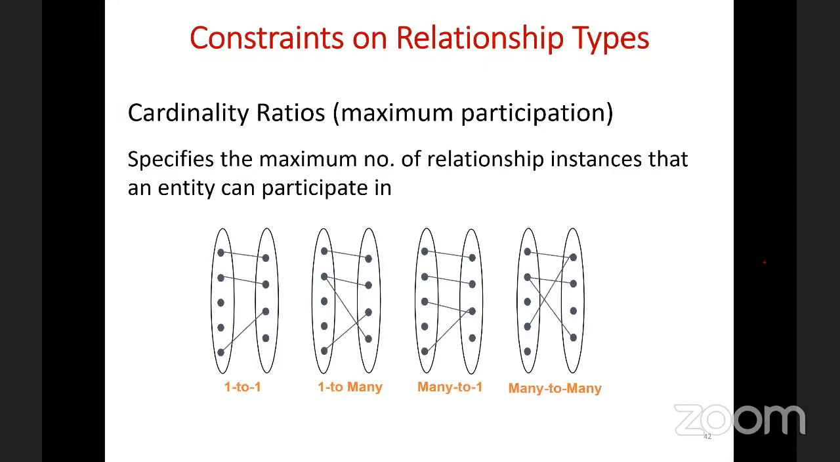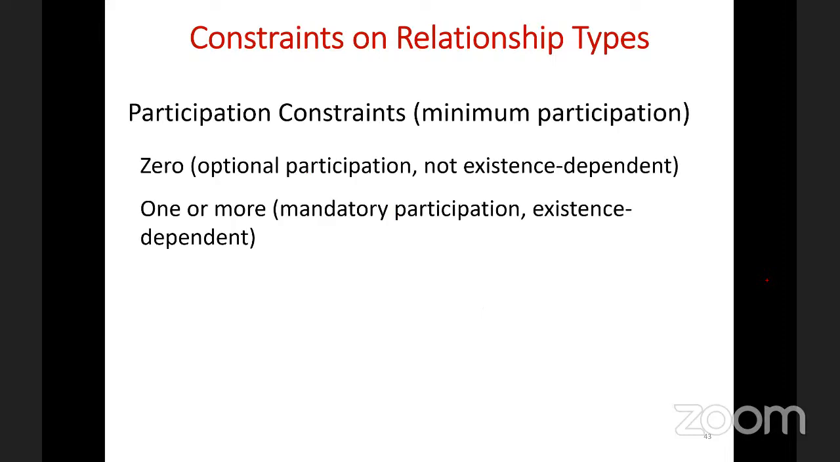Now, there are many constraints on the relationship type. First is the cardinality ratio, that is the maximum participation constraint. This specifies the maximum number of relationship instances that an entity can participate in. So one to one, one to many, many to one, many to many, like that. Let us see how we set this, and we'll do that.